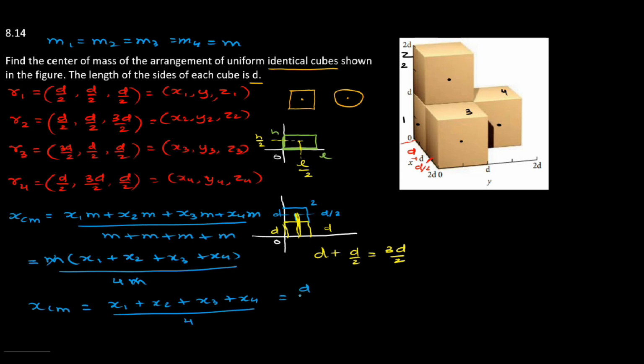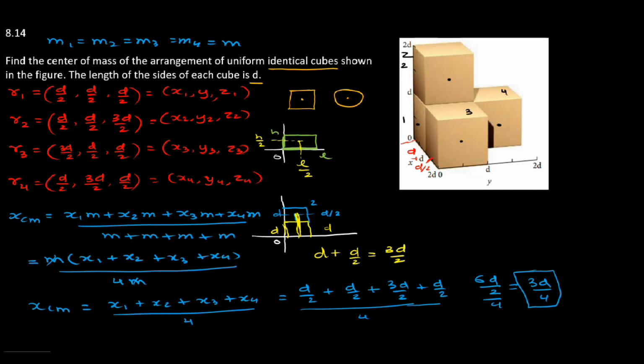Now let's substitute. x1 is d by 2, x2 is d by 2, x3 is 3d by 2, and x4 is also d by 2, divided by 4. So when you solve this, since they all have the same denominator, I can just add the numerators. d plus d is 2d, plus 3d is 5d, plus 1d is 6d by 2, divided by 4. So 3d by 4. This is the x coordinate of my center of mass.